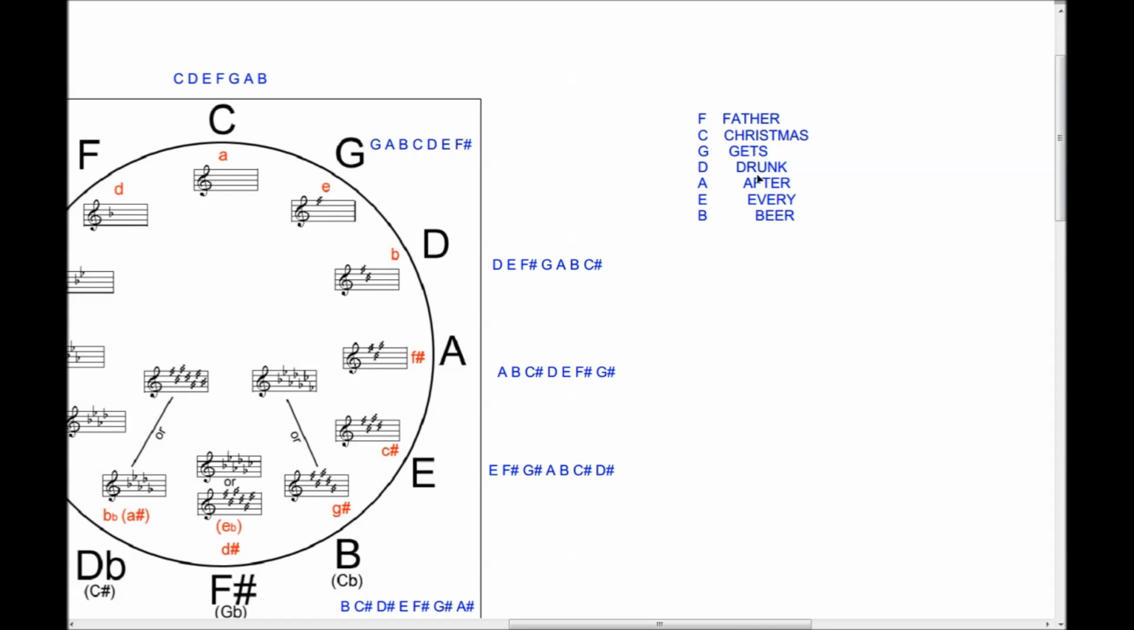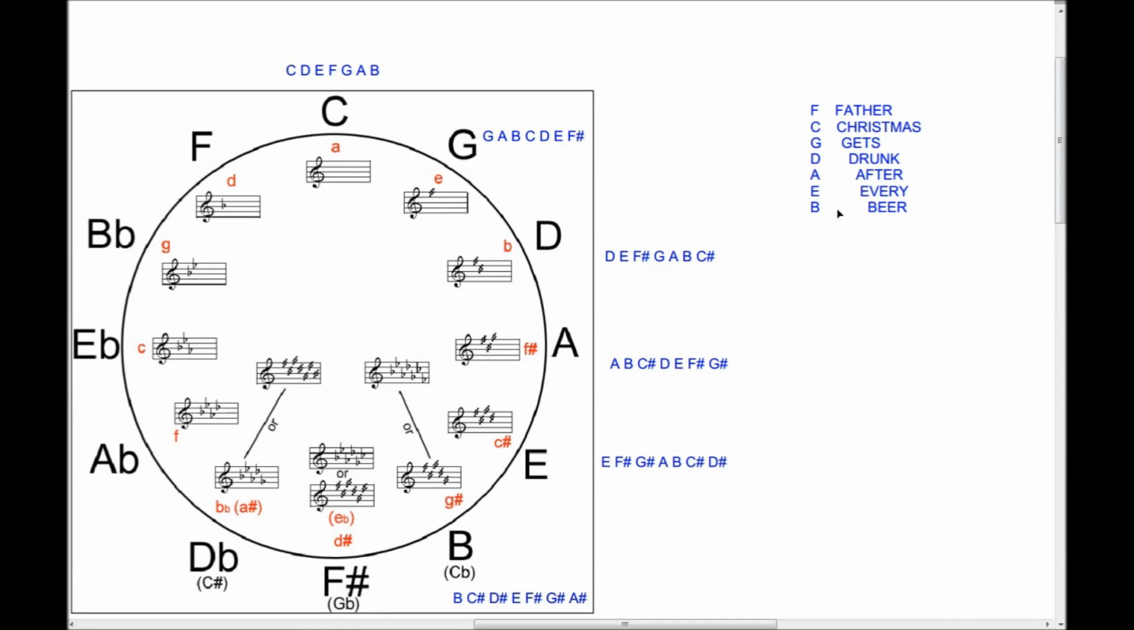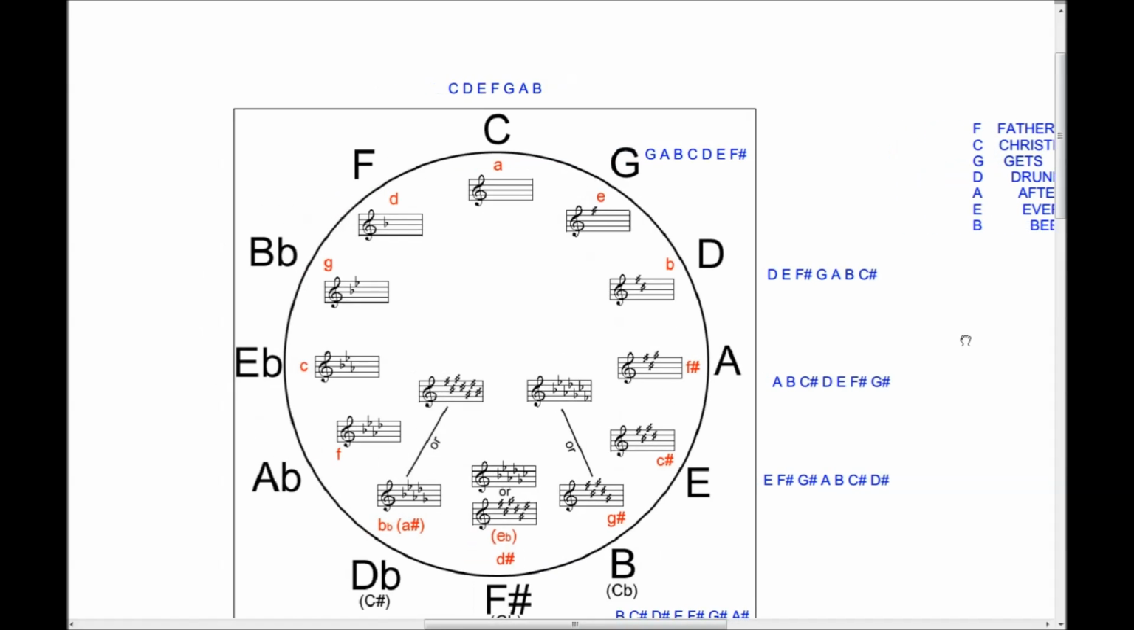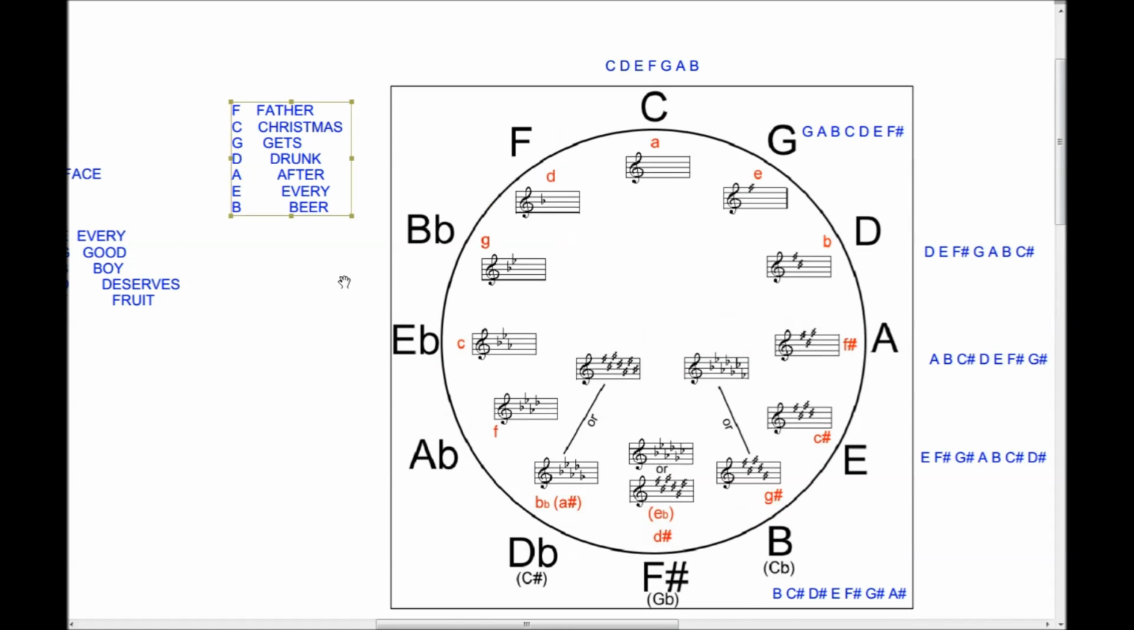Father Christmas gets drunk after every beer. F, C, G, D, A, E, B. So that's just the acronym to help you remember what the notes are as you travel around the circle, or the order of the sharps this is called. Now if we were to go onto the other side of the circle, it would be the order of flats.